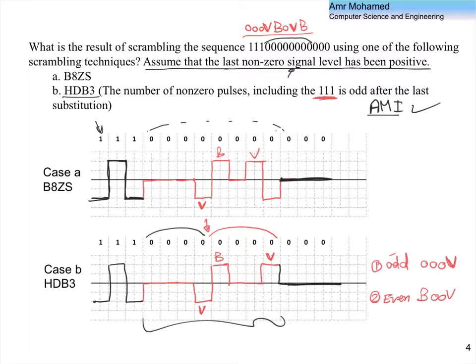Okay, any question in this part? The first three ones is normal AMI mapping. So the first three ones, for AMI, what we do is that the one goes one time positive voltage and one time negative voltage, depending on the non-zero voltage before it. So I told you here that the non-zero voltage before it was positive. So the first one here becomes negative, okay? And since this is negative, the one after it becomes positive. Since this is positive, the one after it is negative. So the alternate mark inversion goes positive, negative for the one. Zero is zero, okay? But here we will replace the zero voltage level with the scrambling technique.